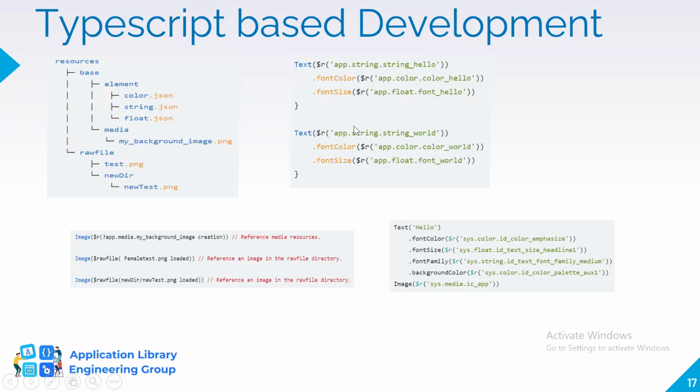Okay. And there will be some resources which are already defined by the framework. Those resources you can access using sys. For application resources, as we are using app, for system resources, you will be using sys, the element type dot element name. Okay, hope this part is clear. Let's move on.